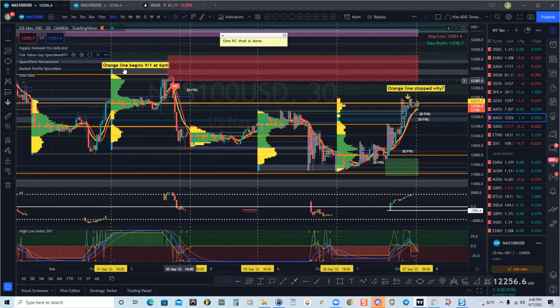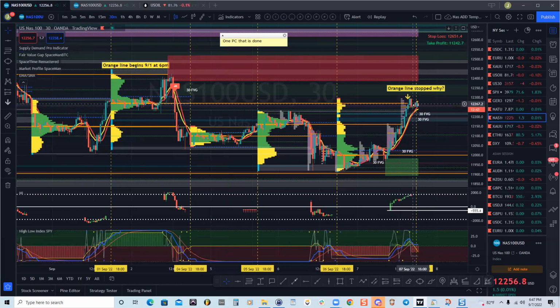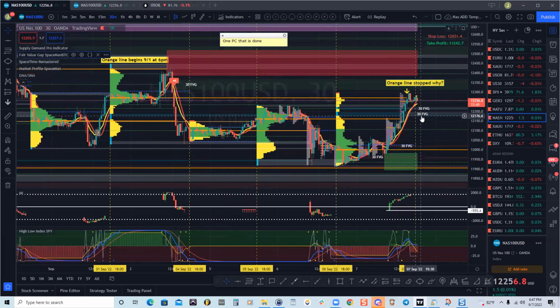So it took 6 days for this POC to be violated. Let me get rid of this line here. So it took 6 days for that to be violated here. If I remove this, remember we were saying that it came up to here and kind of stalled around here. Now it should get ready to drop, right? From here to here. That's this whole orange line.